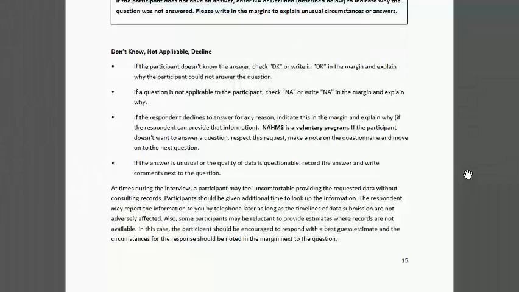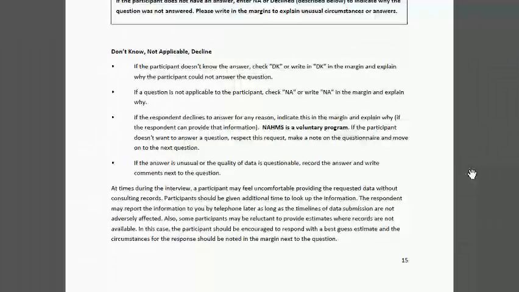We also want you to give the participants additional time to look up information if it's not available at the time of the visit, and this can be done through a follow-up phone call by the VMO to the participant. Please write comments directly on the questionnaire. We at NAHMS will deal with the unusual situations where they don't fit into obvious categories.